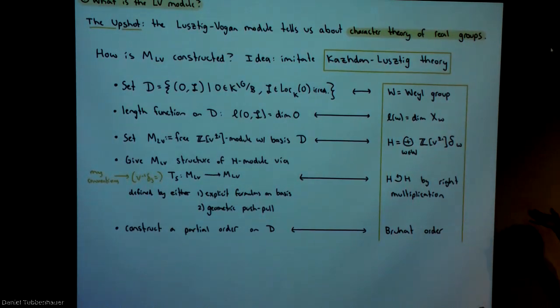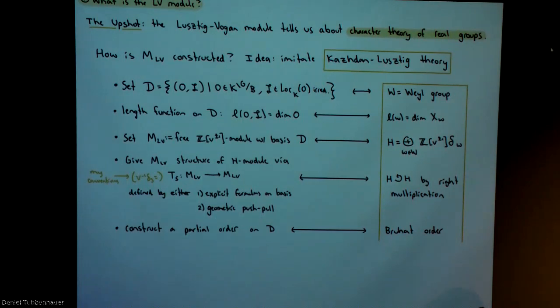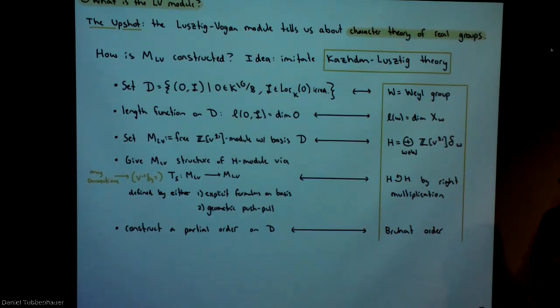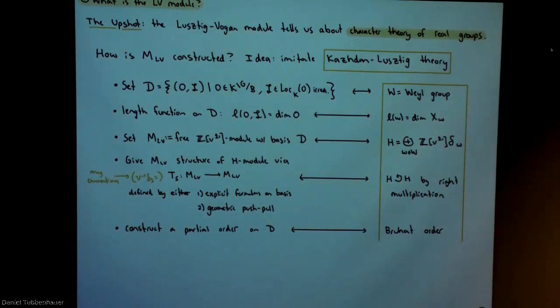Our next ingredient in Kazhdan-Lusztig theory is Bruhat order. We need a partial order on our set. Again, I won't tell you exactly how it's constructed. It's similar to a closure order. Our elements are orbits plus local systems, so it's basically a closure order, but we have to keep track of the local system data as well. So it's a slightly more complicated partial order, but you can define one.